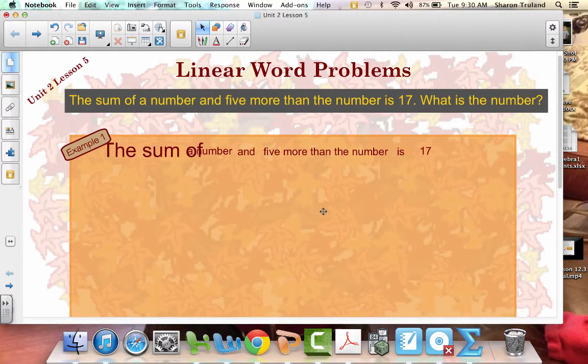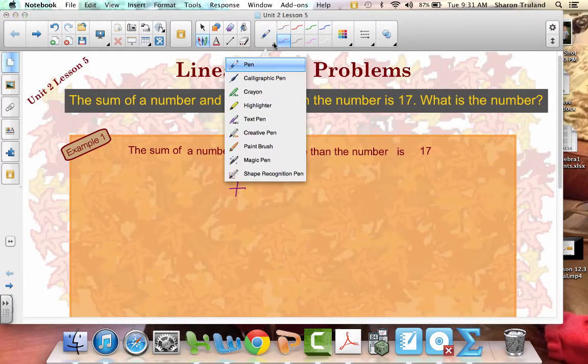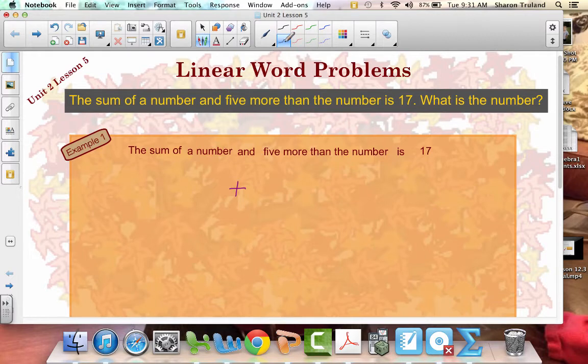The sum of. Okay, right then and there, in your head, you should know that means we're adding. So I am going to put a plus sign down. I'm actually going to get my calligraphy pen because I like it better. Now, you're generally adding two things together. I'm going to need to put something over here and something over here. All right, let's keep reading.